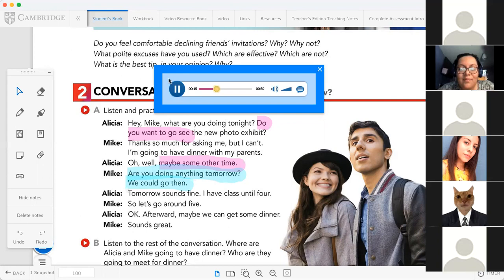After the exhibit, do you want to go to the Korean house for dinner? Sure. I love their food. We can go around 7. Look, there's Garrett. Maybe he can join us.